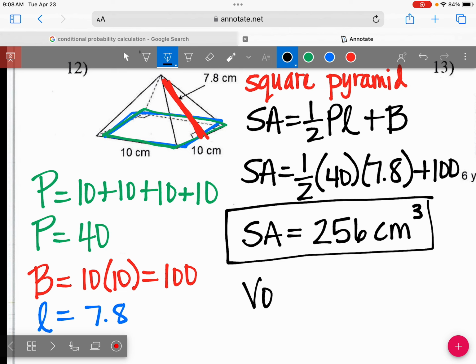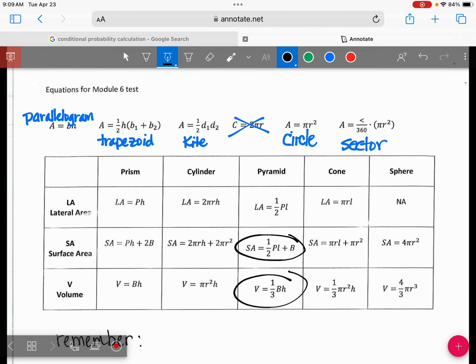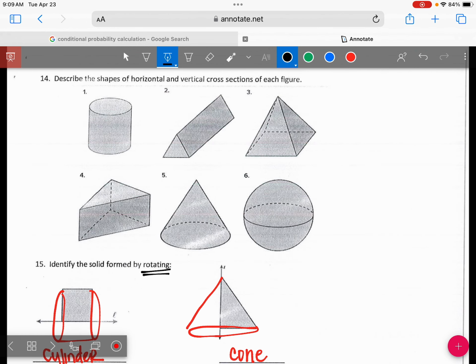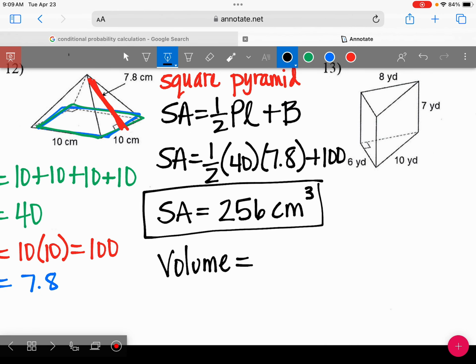To find the volume of a pyramid, let me go back to that page. Volume is 1/3 area of the base times the height. Oh, I was a little confused. You were? Yeah, because I don't know why I thought we were finding the surface area for two shapes. That's just what it is, a square pyramid. Yes. And then we're going to do the triangular prism.